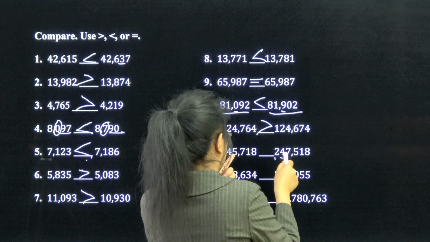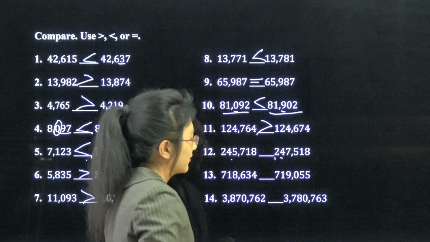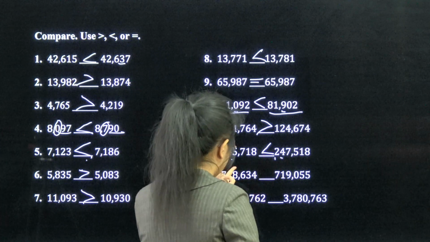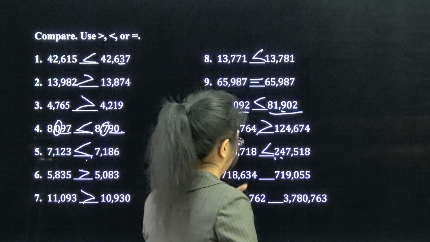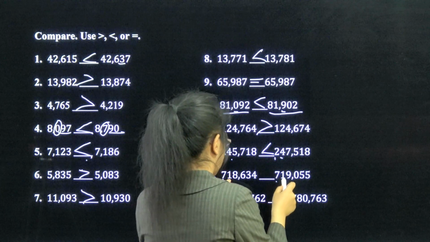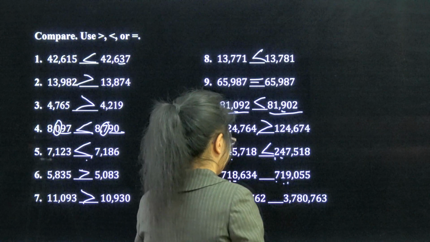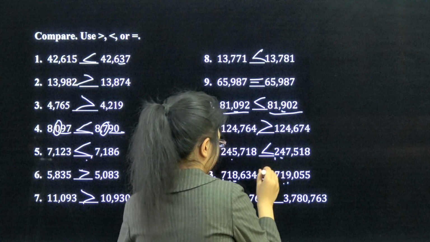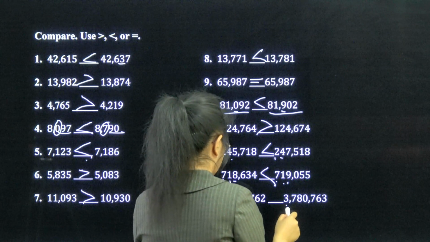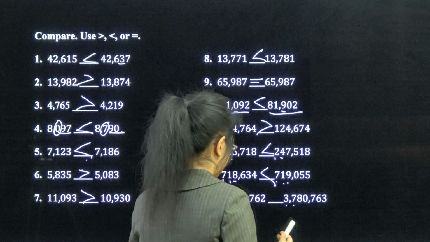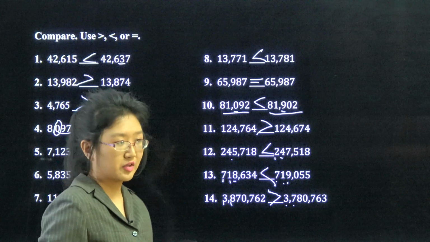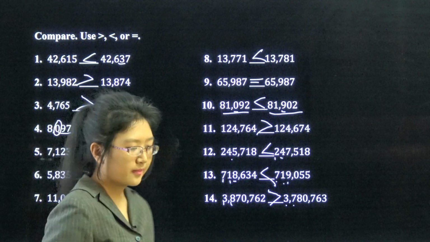2 and 2, 4 and 4, 5 and 7. 7 is bigger than 5. So the one with the 7 in the thousands place this time is, well, bigger. 7 and 7, 1 and 1, 8 and 9. 9 is bigger than 8. So the one with the 9 in the thousands place is bigger. 3 and 3, 8 and 7, 8 is bigger. So the one with the 8 in the hundred thousands place is bigger.